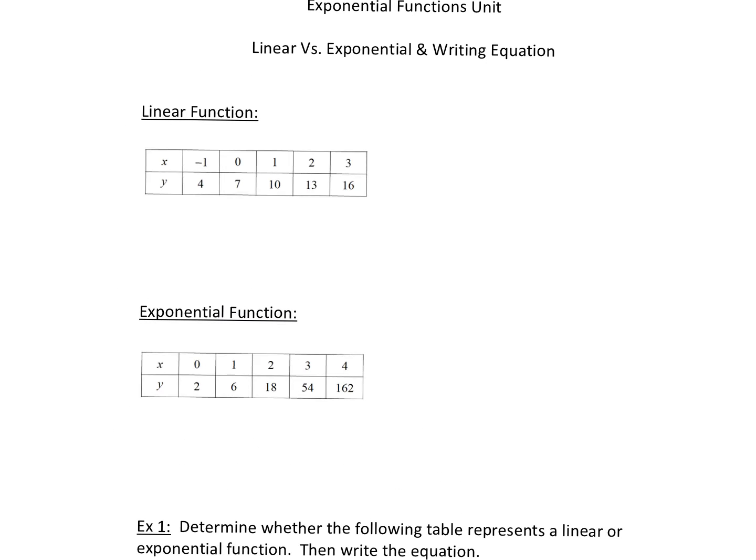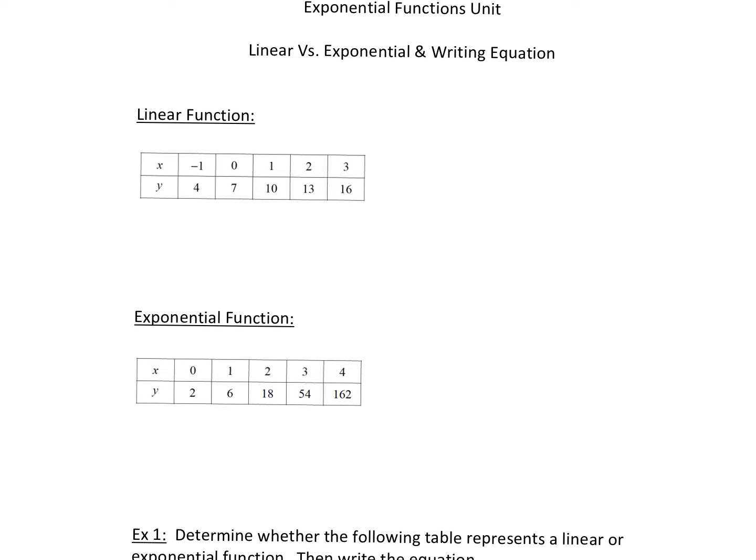In a linear function, as the x values increase by 1, so if you'll notice every time my x values are getting 1 higher, the y values will be increasing by some constant amount. So if you notice from 4 to 7, 7 to 10, 10 to 13, it keeps increasing by 3. Okay, this is called a common difference, which we're going to be talking about more this year. If you have a common difference, that tells you that this is linear.